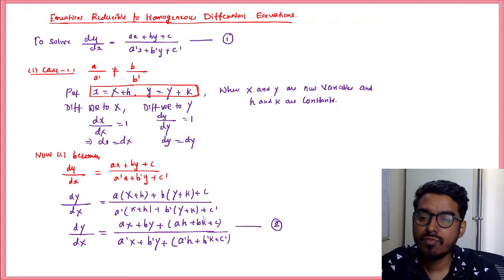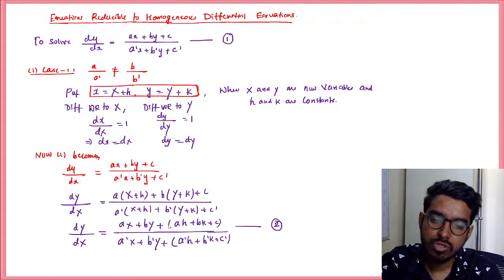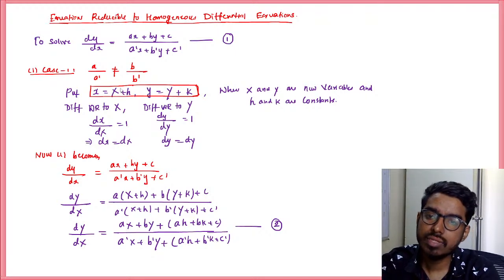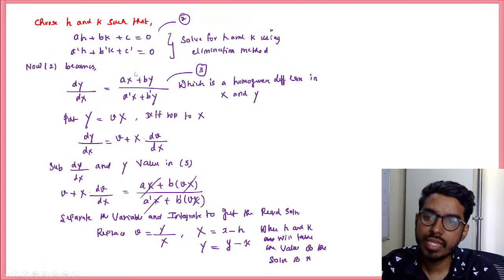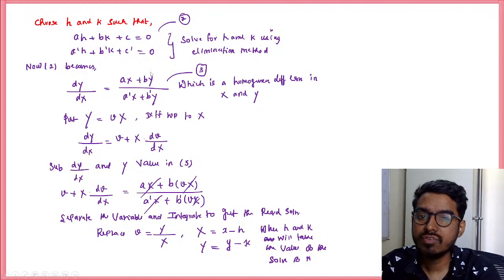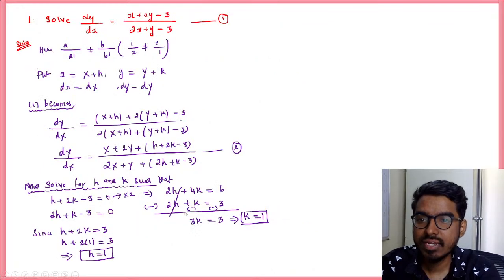Now you need to find the values of h and k such that these two constants are 0. This entire term will become 0, so you will have only (ax + by) divided by (a'x + b'y), which is a homogeneous differential equation. Now put capital Y equal to v times capital X, differentiate with respect to X, which reduces to the previous method, right? So we have solved 4 problems, very simple problems.